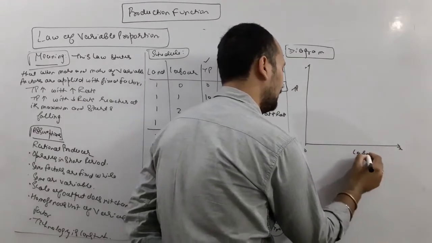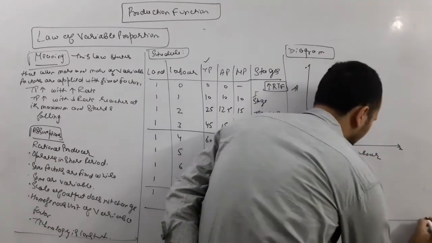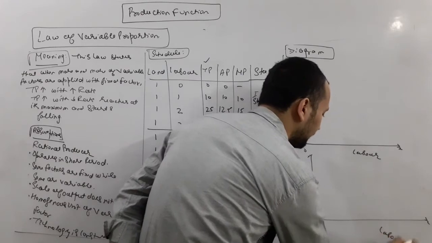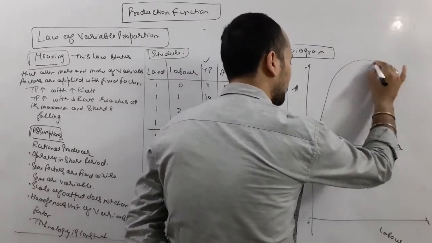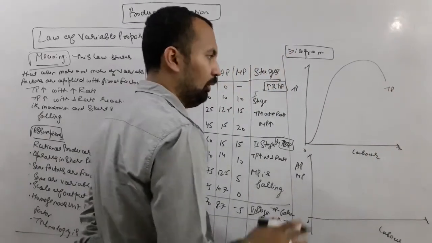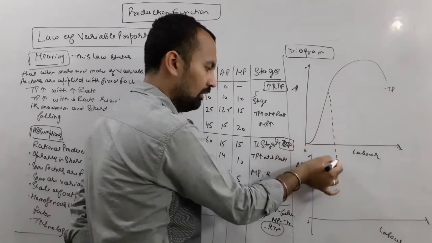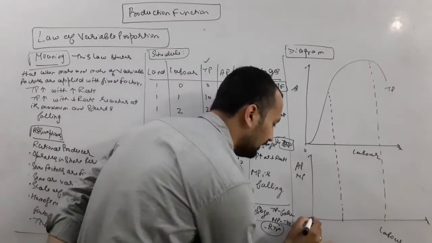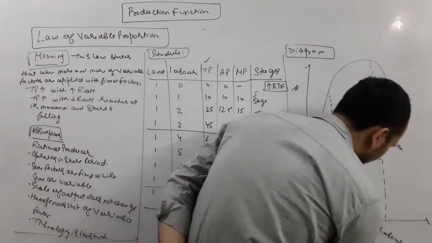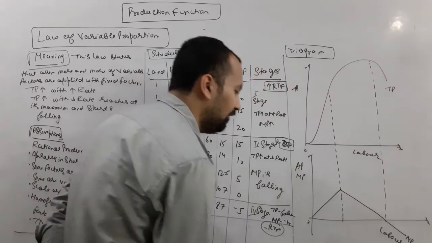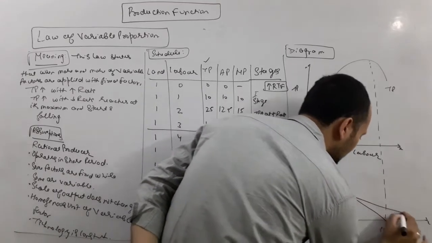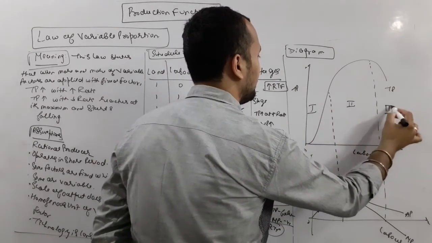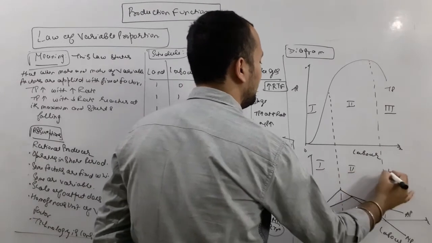Now the diagram. I am explaining this situation under two diagrams. This is TP, this is the label. X-axis, point of origin, y-axis. I am writing AP and MP here, and I am writing the label here. First of all, TP. It was like this and formed this shape. After preparing TP, we are able to find out MP. Then after that, AP. So this is the first stage, this is the second stage, this is the third stage.